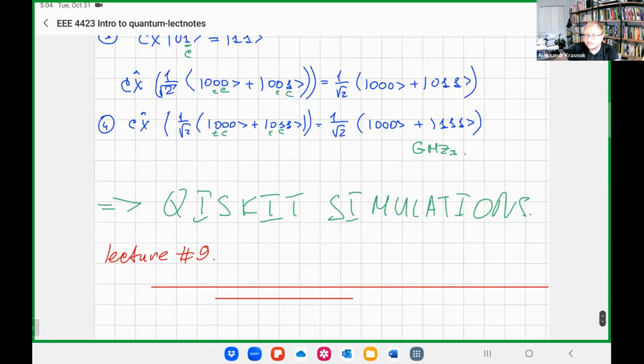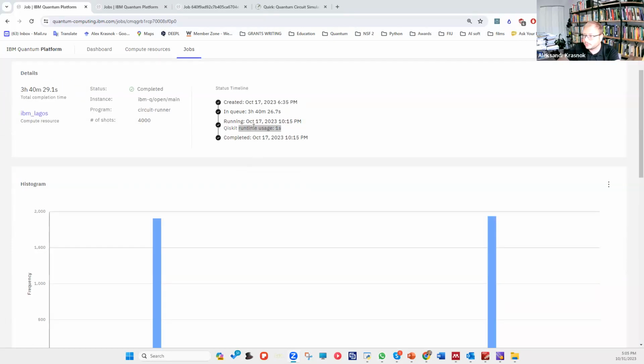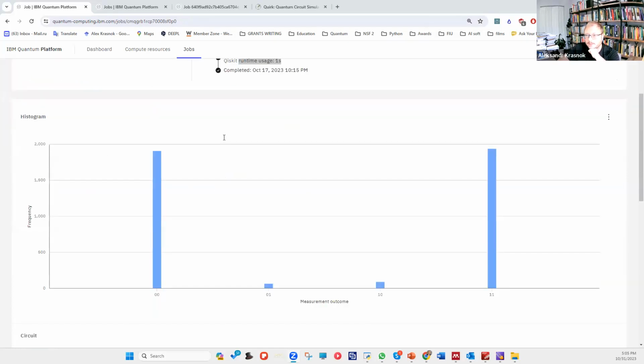And then we ran several simulations using the Qiskit quantum simulator. We learned how to launch the simulations, and we didn't get the result from the quantum machine because there was a long line to the quantum machine. But today I checked that our project was executed, and here is the result. So I remind you that it was the Bell state test.